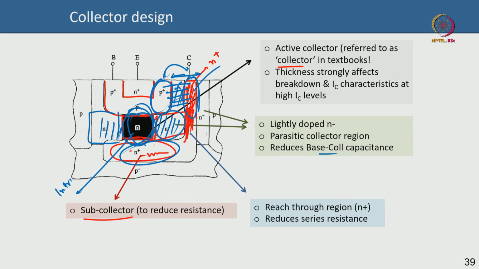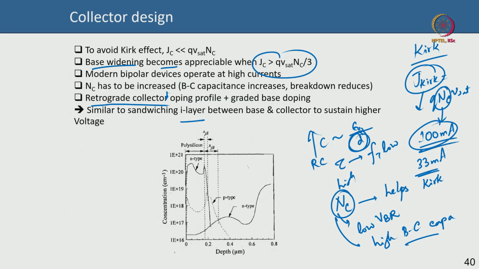For instance, in the previous picture, this n minus region helps improve the breakdown laterally between the base and the collector. Okay, and you can sandwich an i layer. You can see that this is your base and this is your collector. You have a collector doping which is lighter here, and then it can increase on the other side, again it will decrease and stuff like that.